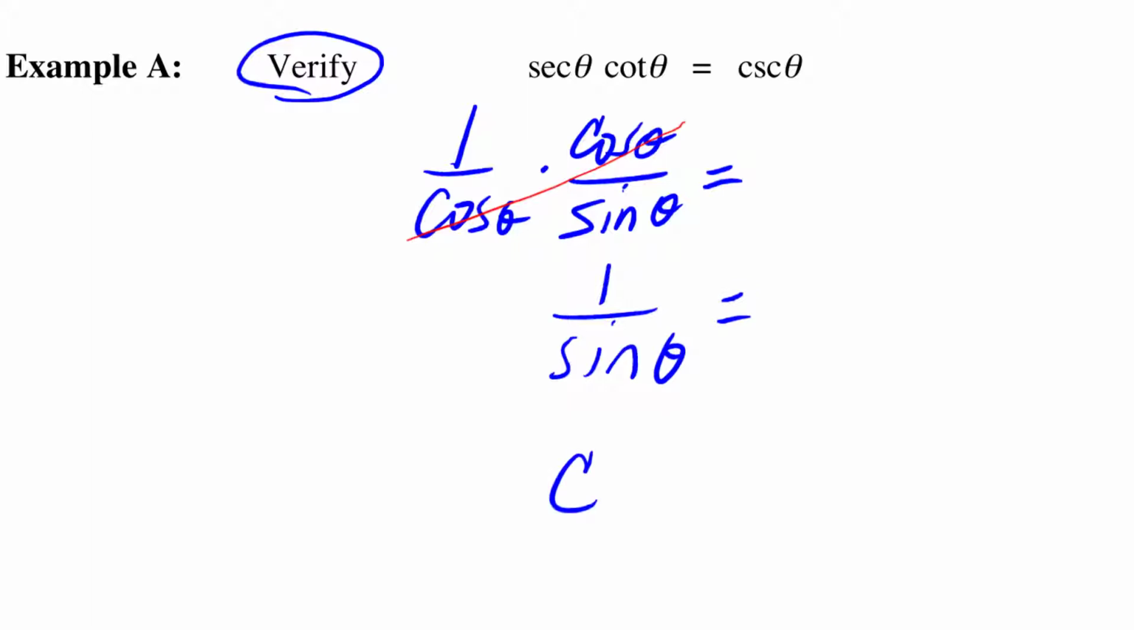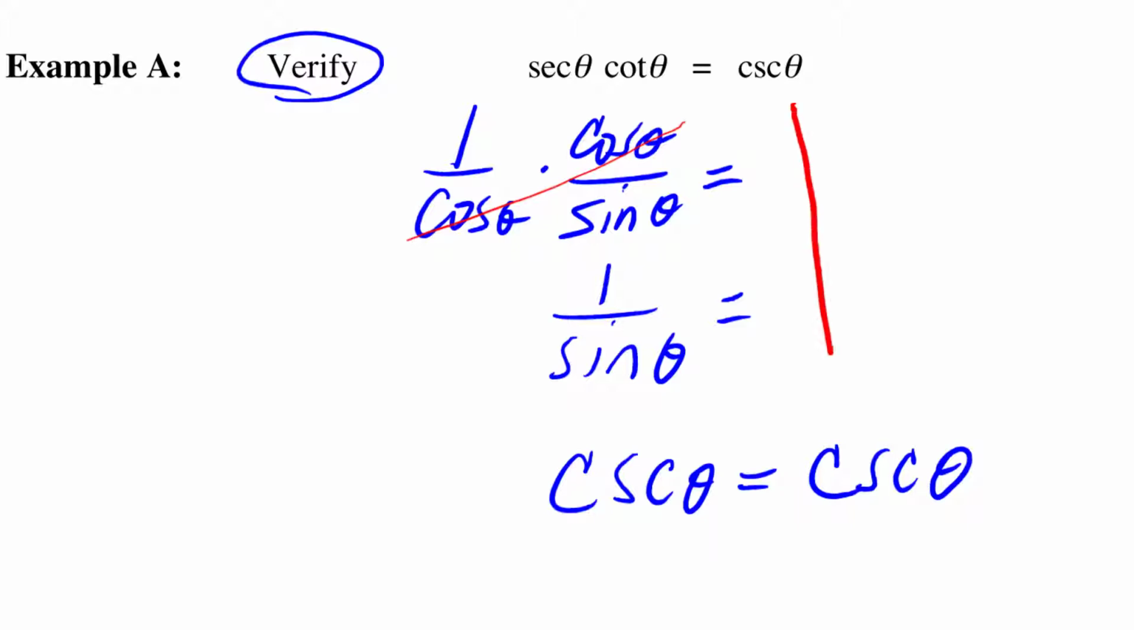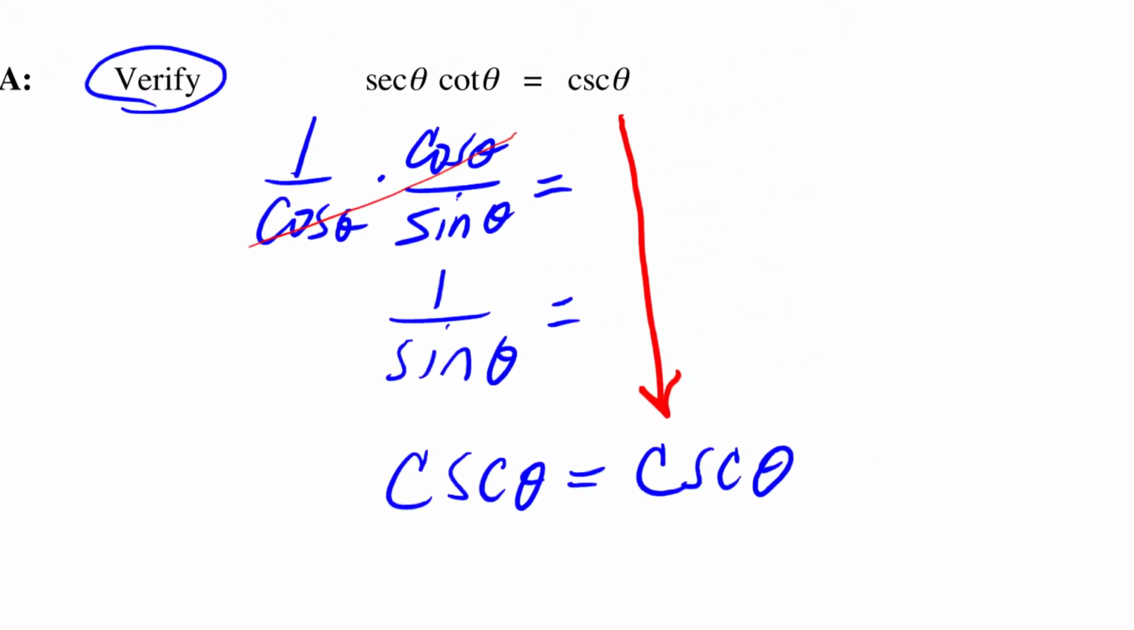And this is equivalent to cosecant theta. And that's what we're hoping to get, cosecant theta. We can see it on the right side. Now notice that we showed all of our work on the left side. We didn't write anything on the right side because it wasn't ever going to change. We just needed to show that the left side is equivalent to the right side.